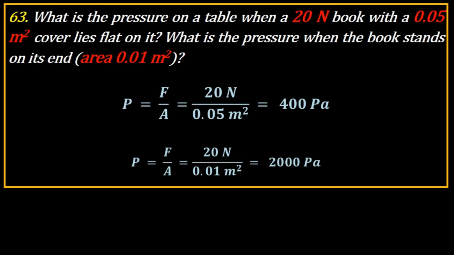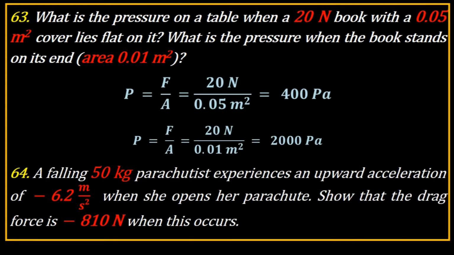And it says, right now, a falling 50 kilogram parachutist experiences upward acceleration of negative 6.2 meters per second squared when she opens her parachute. Show that the drag force is negative 810 newtons when this occurs. So down is positive, up is negative, even though the book says the opposite. I don't know, but whatever.